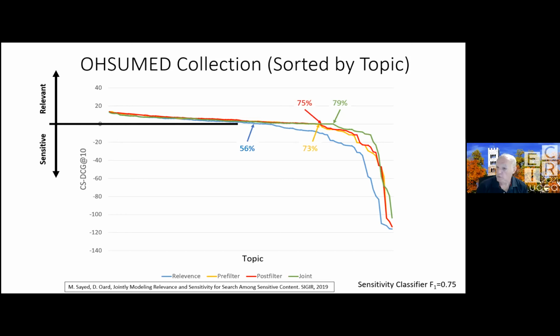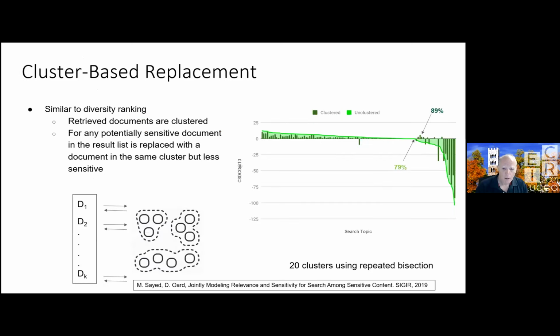And so this is with a sensitivity classifier that's not terribly accurate. It's only an F1 measure of 0.75. So that's something like a 0.75 precision and a 0.75 recall. And so this is a promising result that you can get 79% by doing this joint model, or you can get 75% or so just for showing up for work and doing pre-filtering or post-filtering. Now you can actually do better than that. So there's the 79%. That's the best we did on the joint model.